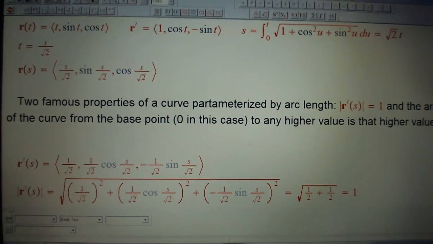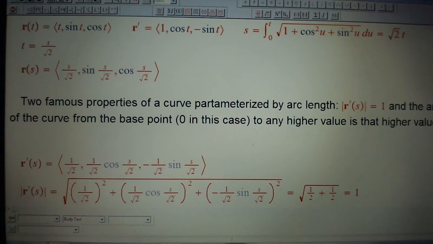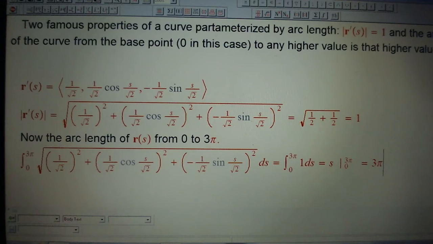No work. So let me scroll down a little bit for you, and we'll see the work that we do to verify these 2 properties. I've got it all on one screen for you. How great is this? So here's my r prime.